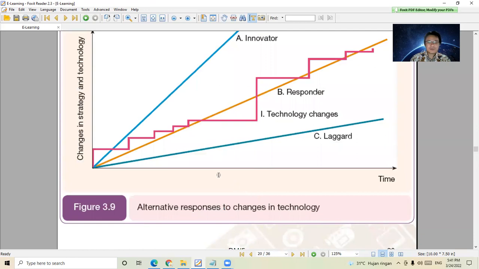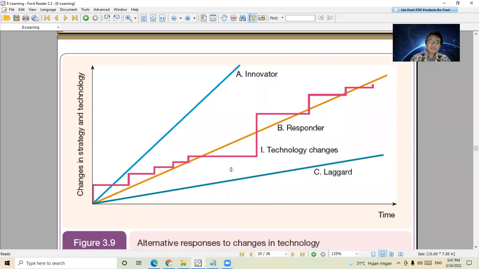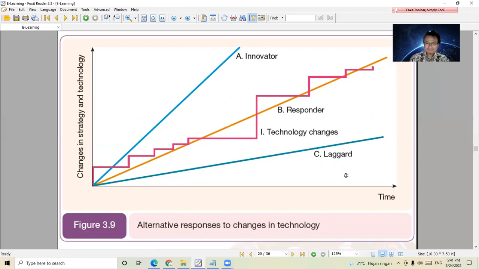And in another figure, 3.9, the alternative responses to changes in technology. As we can see, the innovator is pretty much similar to the first diagram that I showed to you. The innovators rapidly change their strategy by adopting the technology, because they are the innovators. And you can see the zigzag purple line here is the technology changes, and the orange line is the responder, and the late one is the laggard.